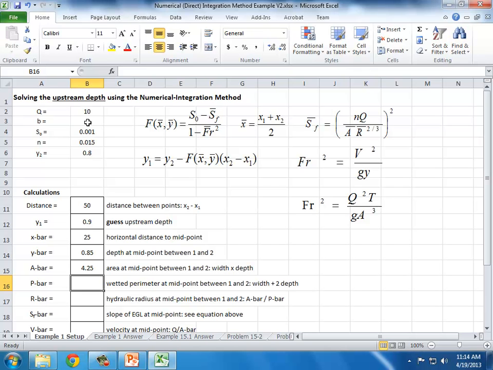The depth is gradually increasing. Here I know it's 0.8. At 1, I've just made some guess for what the depth is. Right now, the guess that I've got keyed in is that value of 0.9. And so that means at the midpoint, the depth will be 0.85. It allows me to calculate the area.